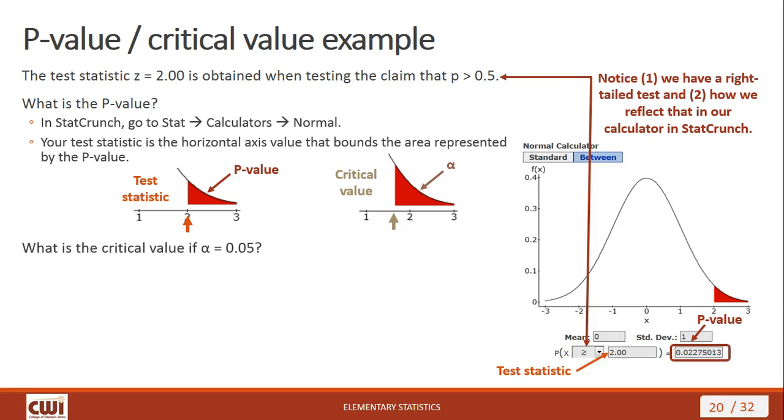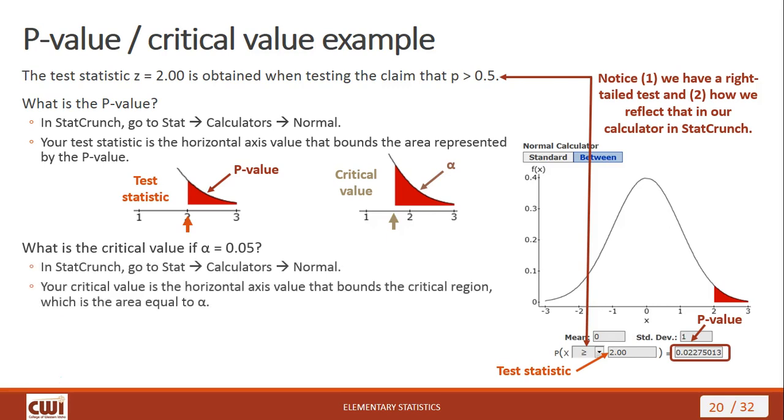So what is the critical value if alpha equals 0.05? Well, that's easy enough. Just put that into your calculator in StatCrunch. We're using the normal distribution because, again, we're talking about proportions. The critical value is going to be the horizontal axis value bounding the critical region, which is the area equal to alpha.